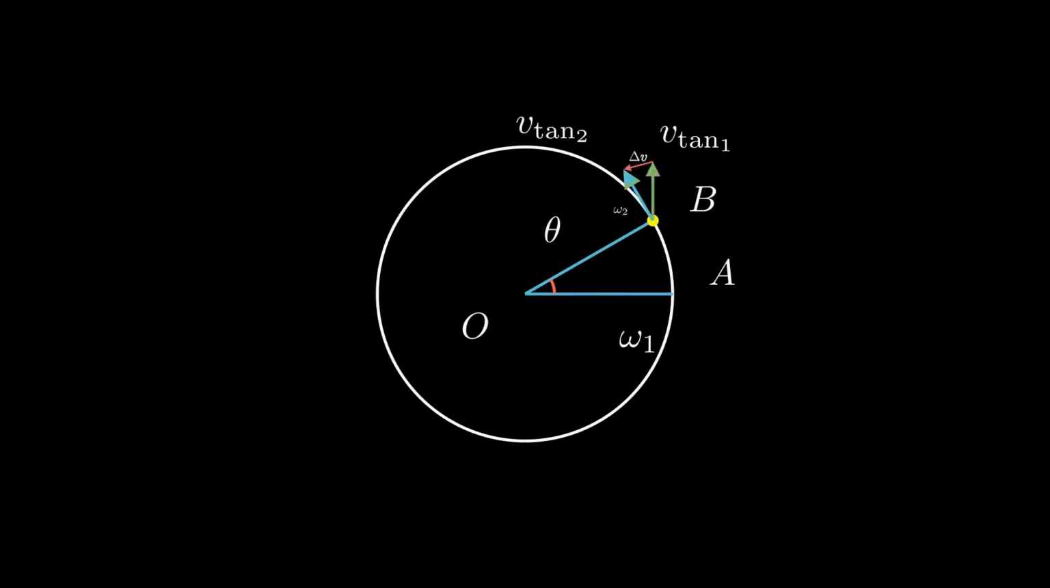A particle moves along a circular path. At point A, it has a tangential velocity. As it moves to point B, the direction of velocity changes. The red arrow represents the change in velocity, delta v, which points towards the center as the angle becomes smaller.